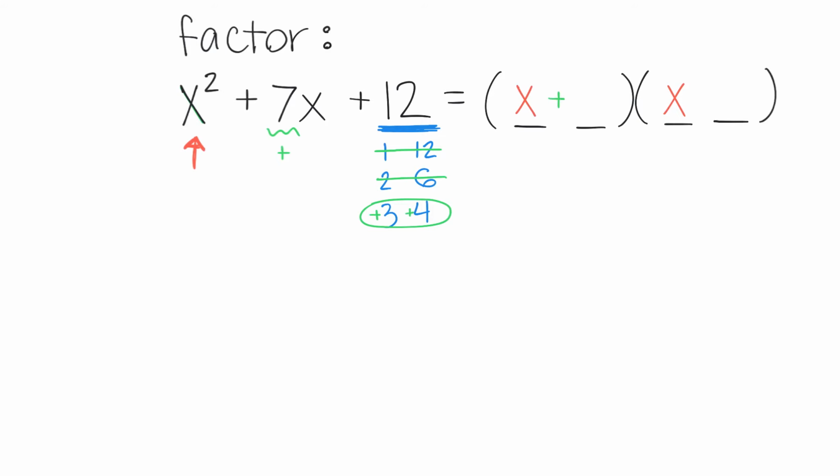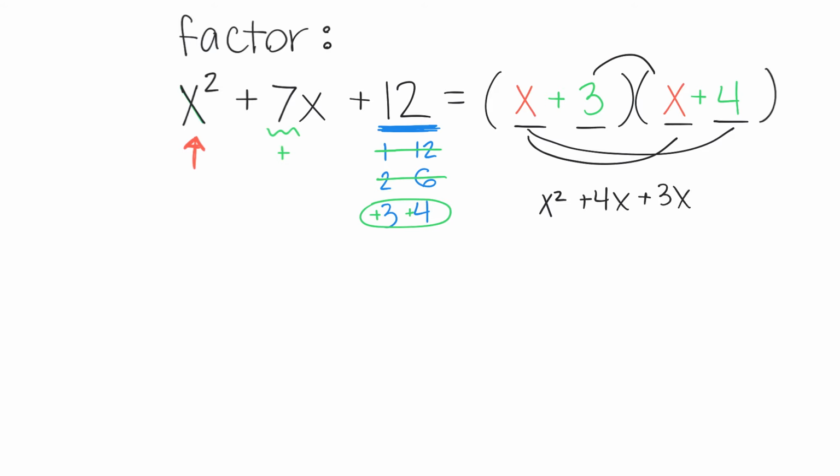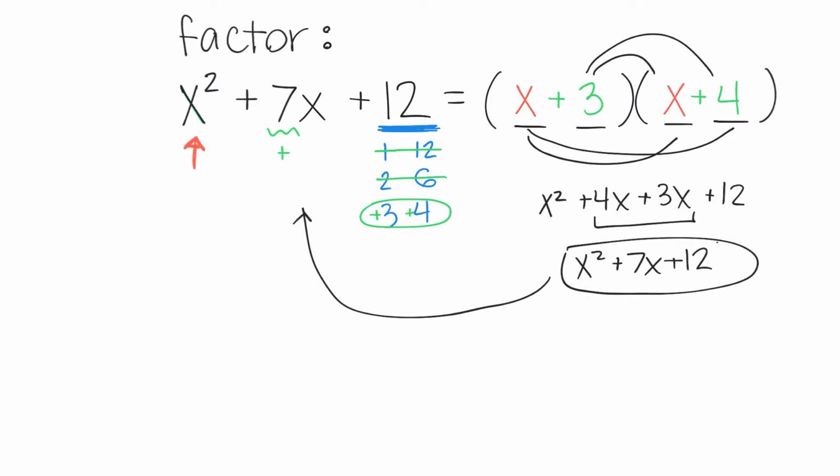So then you're going to come over here and you're going to say x plus 3 and x plus 4. And you're done. And you can always check your work by multiplying backwards. X times x is x squared. X times 4 is 4x. 3 times x is 3x. 3 times 4 is 12. Combine like terms and you get x squared plus 7x plus 12. And that's exactly what I started with, right? So therefore I must have done it correctly. Okay, let's try another one.